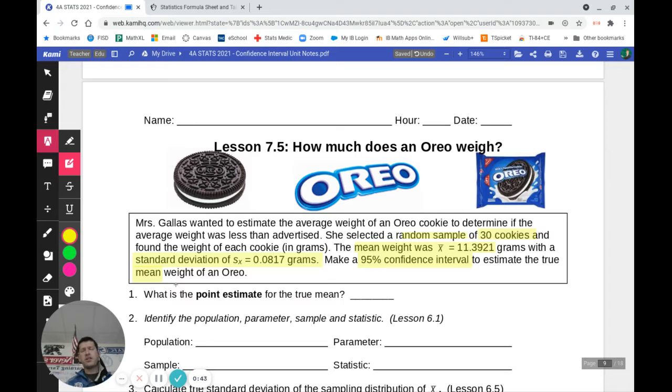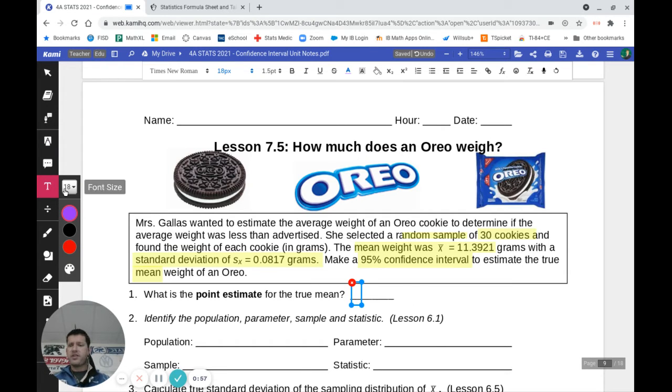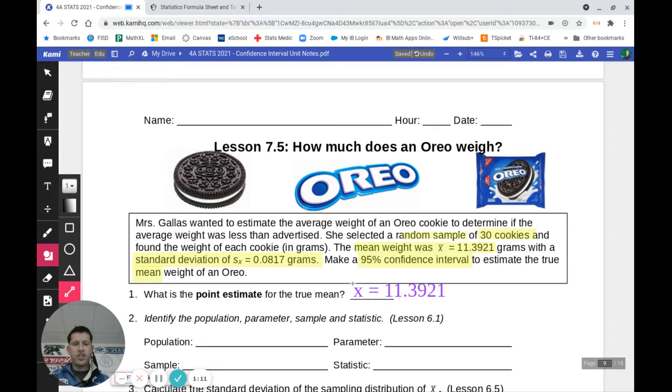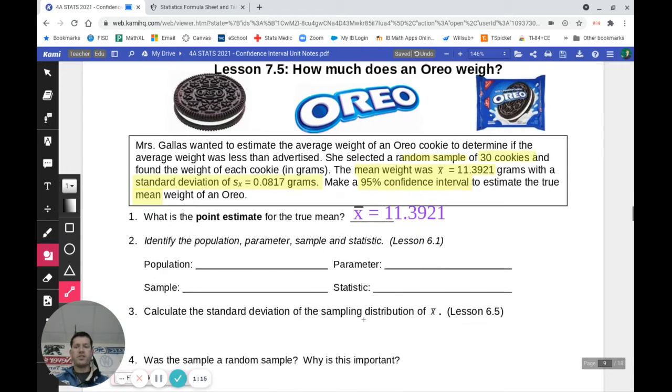A little different than the last couple classes where we've talked about true proportions. Now we're talking about the true mean. We're going to have a slight change later on, but the overall steps are pretty much the same. We start with our point estimate, which is the sample mean that Ms. Gallus found for us, x bar, 11.3921. Remember to put a bar over your x. You can do that with a shape tool. So x bar is our sample mean.